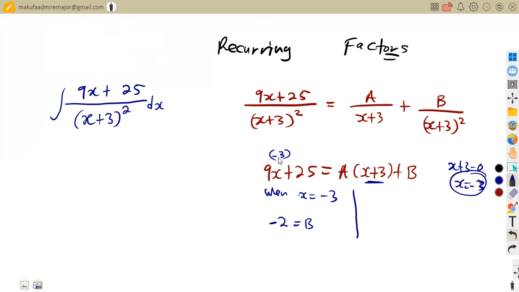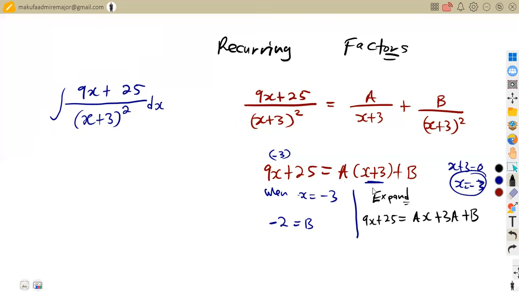So the next stage is either you're going to expand, or you can choose any number of your choice, because we have the value of B. You can even choose to let x be equal to 0, or you can expand the brackets and equate the coefficients. Expand the brackets here. That is going to be 9x plus 25 is equal to A times x, plus A times 3, which is going to give us 3A, plus B.